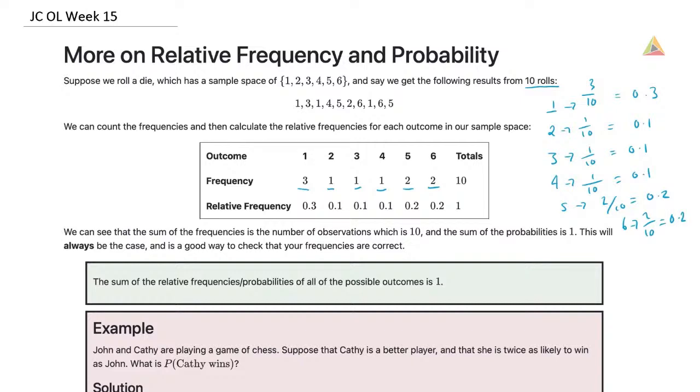Now, what you should do is add up all of these frequencies in decimals. So you're adding 0.3 plus 0.1 plus 0.1 plus 0.1 plus 0.2 plus 0.2. When you add them all up, you will get 1, and that indicates that you are correct. So we can see that the sum of the frequencies is the number of observations, which is 10, and the sum of the probabilities is 1. This will always be the case, and it is a good way to check if your frequencies are correct. So I'm just going to put a star here: the sum of the relative frequencies or probabilities of all of the possible outcomes is 1.